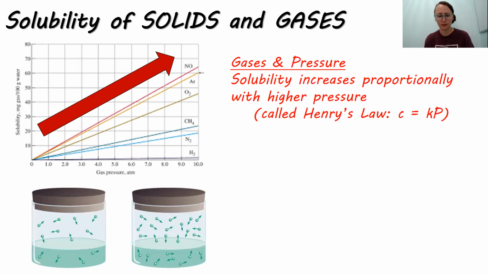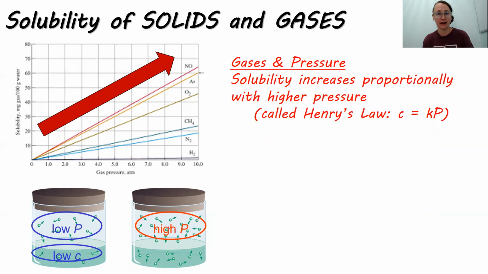It's directly proportional. So if we have two solutions here, if you have a low pressure of the gas over the solvent, then you're going to have a low concentration of that gas dissolved in the solvent. Whereas if you have a higher pressure of that gas over the solvent, more of it will dissolve down into that solution, making a higher concentration of that gas in the solution.